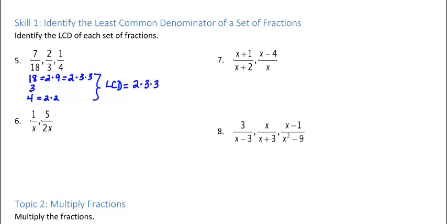We need the factor of 3, which we already have, and then we need two factors of 2 for the 4 to go into it. We already have one 2, so we need one more. And so this is really 4 times 9, or 36.